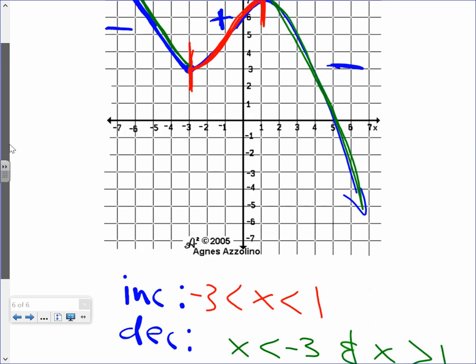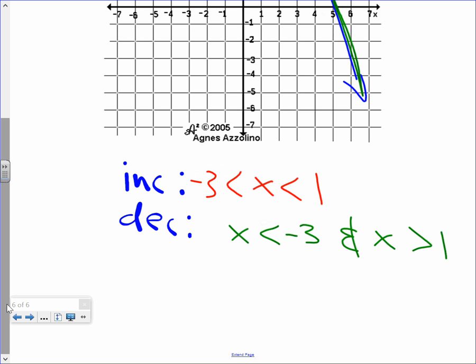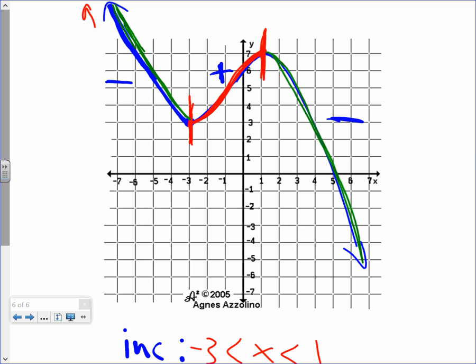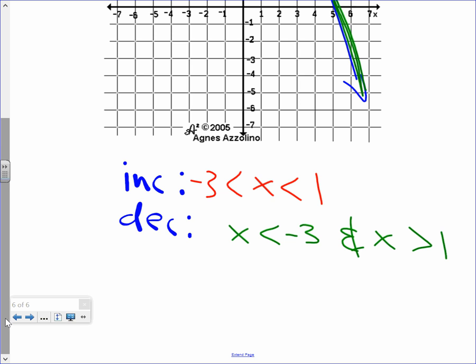Since x is not in between two numbers, in all the decrease, I can't write it like the way I put on the increase, where x is in between a smaller and a bigger number. X is smaller than a smaller number, and x is bigger than a bigger number, so I write it this way, with the "or" in between. So x is less than -3, boom, it stops at -3, that's decreasing. Where else does it decrease? Well, everything greater than 1 is decreasing. We're rocking and rolling. Okay?